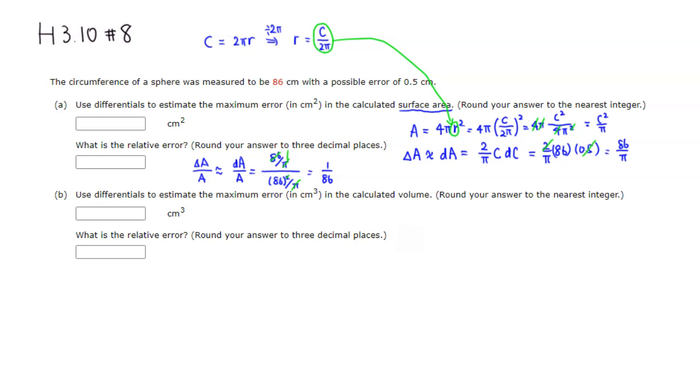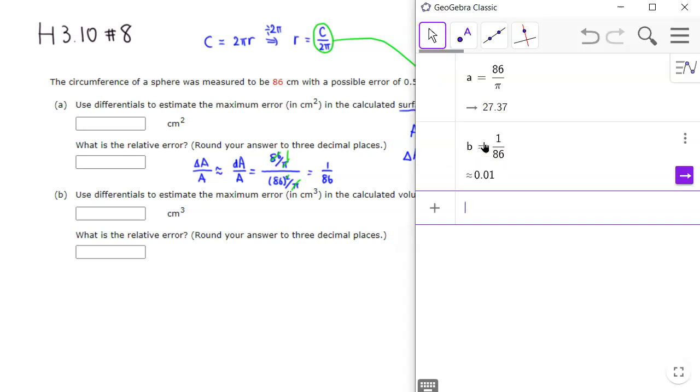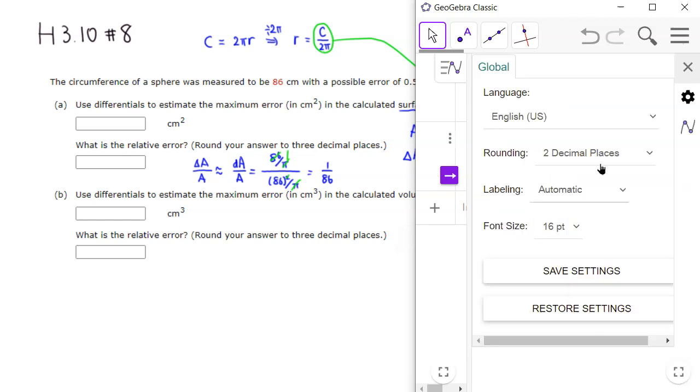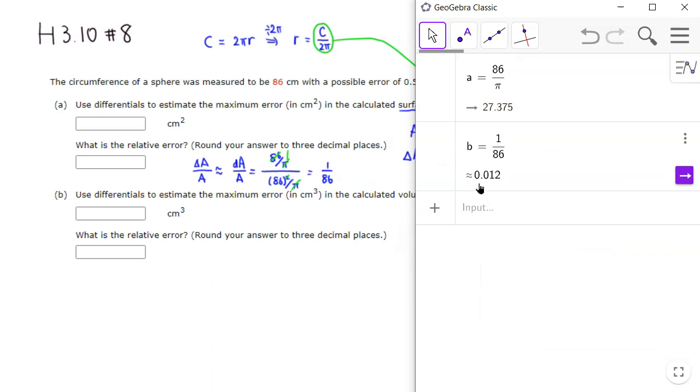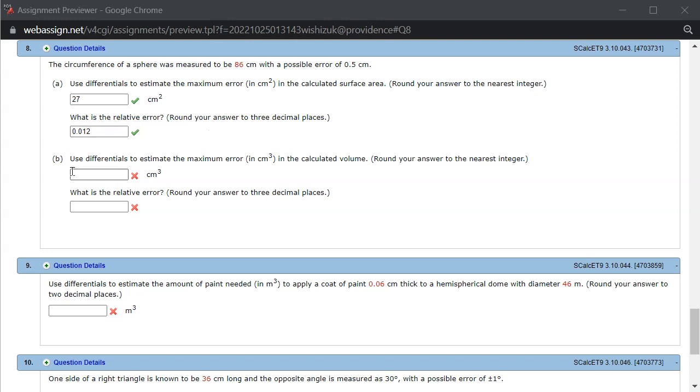If you compute 1 over 86, it comes out to be 0.01, actually we need 3 decimal places. So I have to go here and change the setting to 3 decimal places. Actually it's 0.012, so I'm going to type it in. We got 0.012. Let's check the answer. I came back and it looks like we got this one correctly. All right, let's move on to part B.